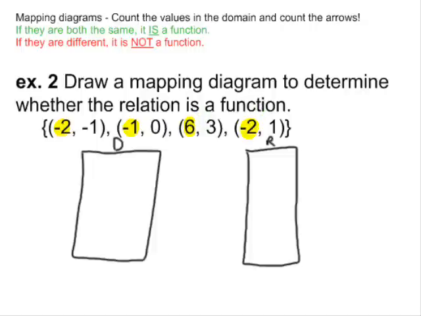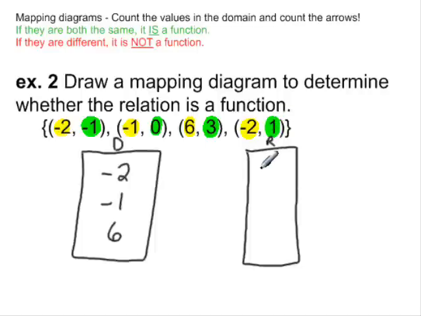But here's the trick. If I have a number that repeats more than once, I only have to write it down one time. So I see that I have a negative 2 here, and then a negative 1, and then a 6, and then negative 2 shows up again, but I'm not going to put it down in my domain box because I've already got it down there. I'll do the same thing for range. Range is the y values. We have negative 1, 0, 3, and 1.